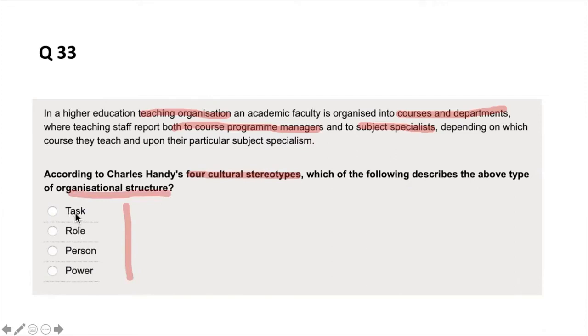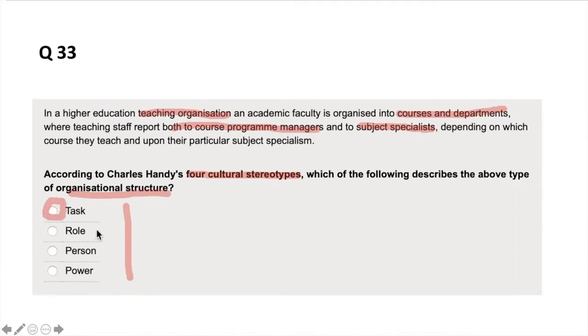Now let's take them one by one. Task is when groups are formed to solve particular problems. Lines of communication are similar to a matrix, which is kind of close to the answer because that's how a university works. There are many people who are empowered to do things, so they are empowered to take decisions. And the fact that you have both the course program managers and the subject specialists that these teachers report to shows that it's more complex. So it looks like task up to now, but let's see the rest.